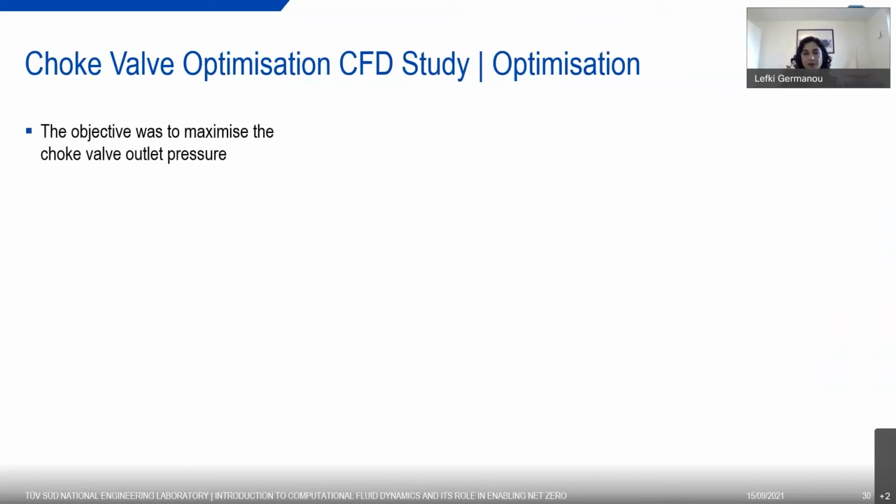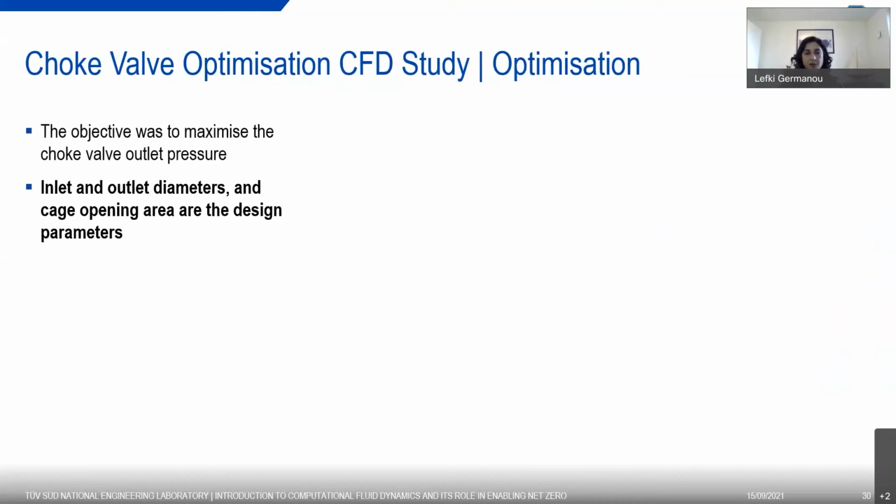So the objective of this optimization was to maximize the choke valve outlet pressure. To do so, the inlet and outlet diameters, as well as the cage opening area, were chosen as the design parameters. And this was done because based on previous sensitivity studies we performed, we found that these factors were most effective in performance improvement.